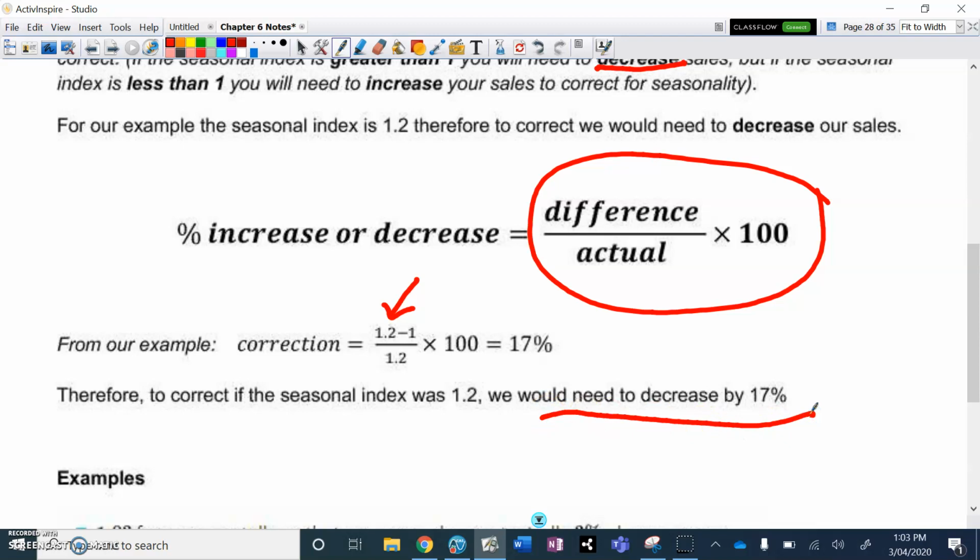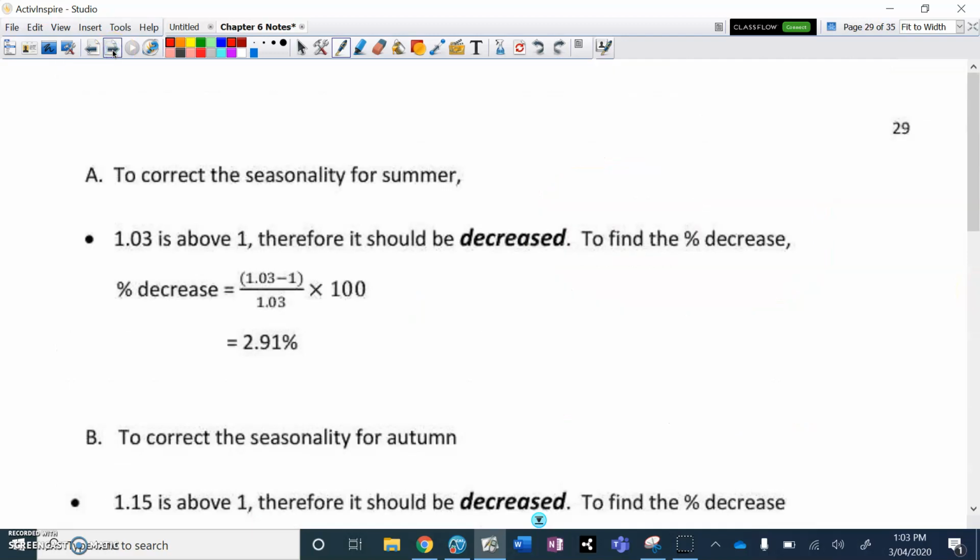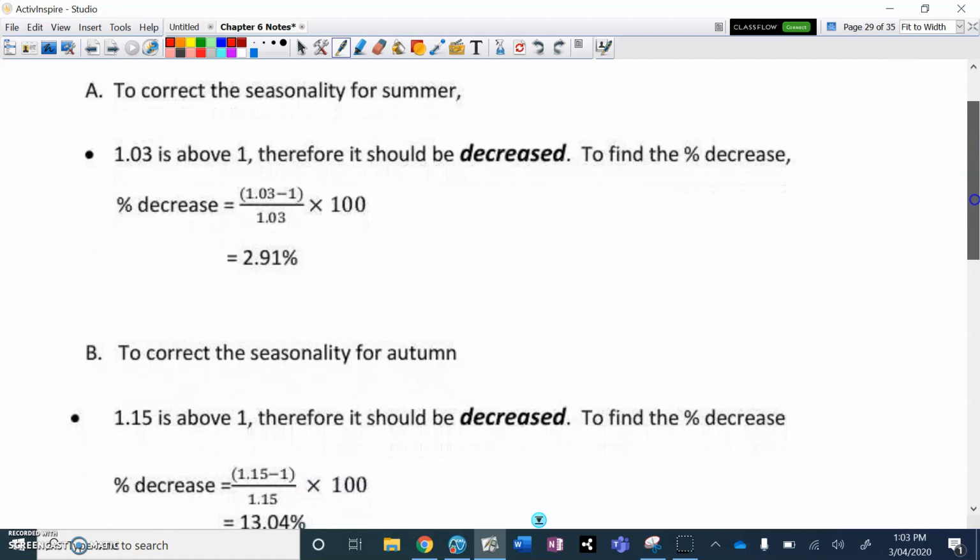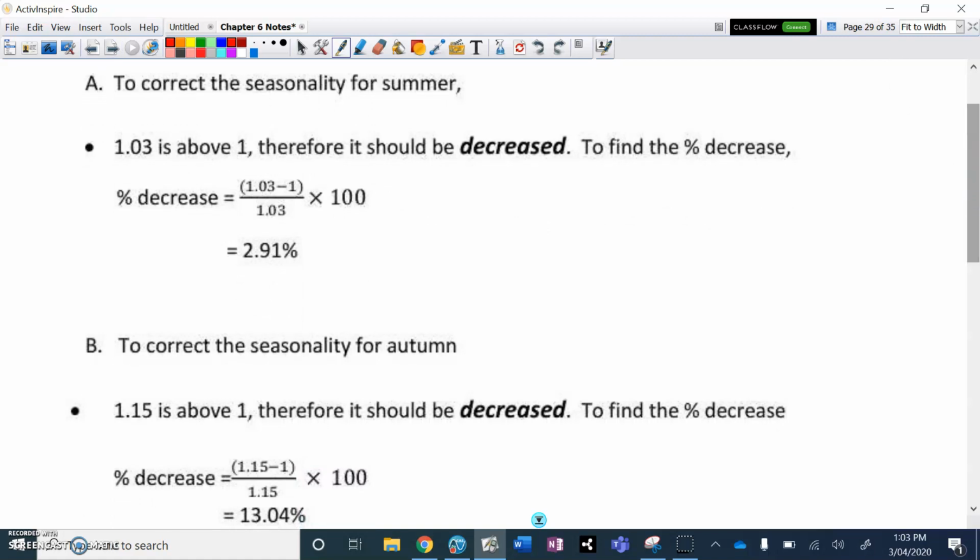Okay, so when you're looking at correcting a seasonal index of 1.2, I know I need to decrease it. I need to do a calculation to figure out what I need to decrease it by. If you flip over the page, there's corrections and how to do it. So just to quickly walk you through those things there.